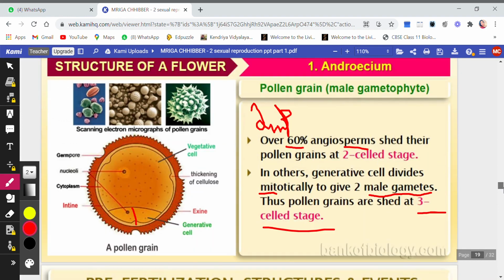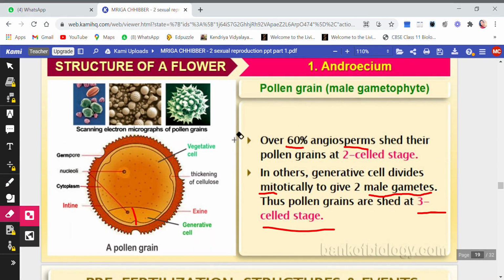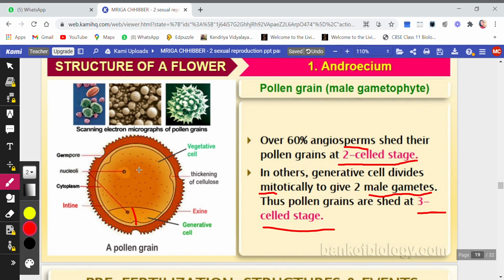Now we come to the most important part here, children. The most important part is, you see, over 60% of the angiosperms shed their pollen grains at two cell stage. That means as soon as a pollen grain comes to this stage, the anther will burst out and the pollen grains are released. So 60% of angiosperms will shed the pollen grain at this stage.